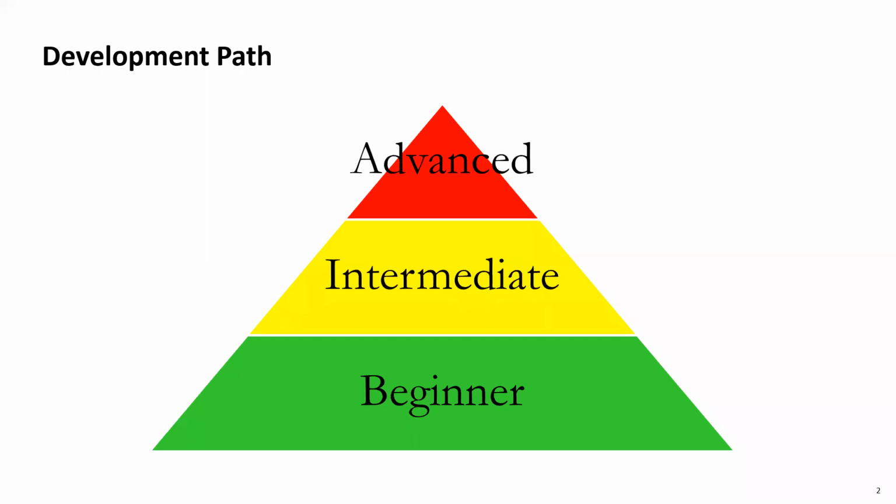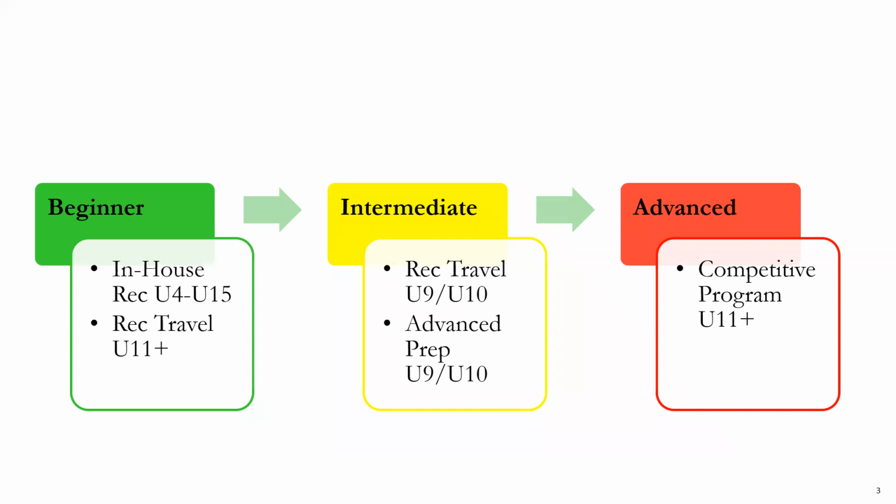Another way to think about today's subject is the concept of a player's development path. Breaking it down to the simplest form possible, we have beginner, intermediate, and advanced. And today's information will be discussing the advanced option. If you take the simplest terminology and you apply them to age groups, beginner programming is any in-house rec team and any rec travel team above the age of U11, and we'll explain that shortly.